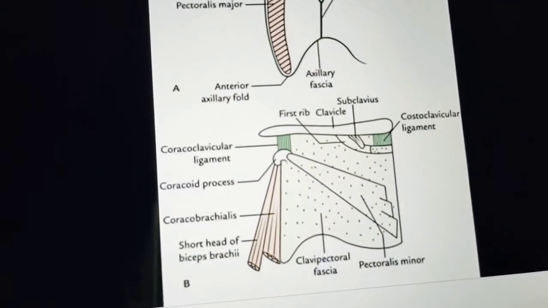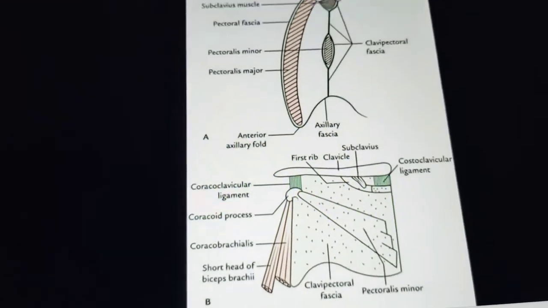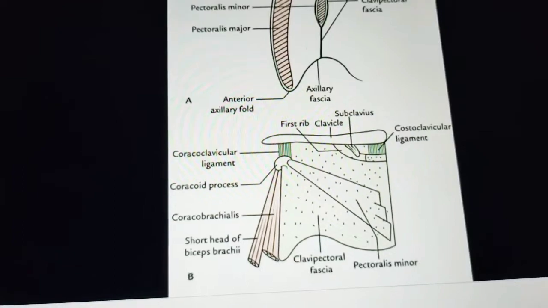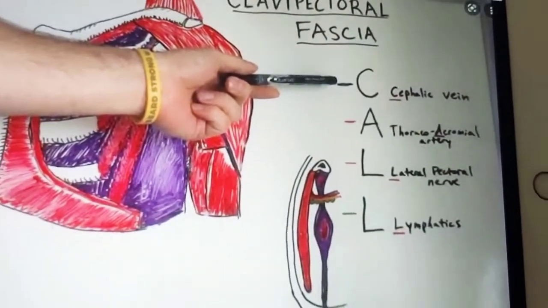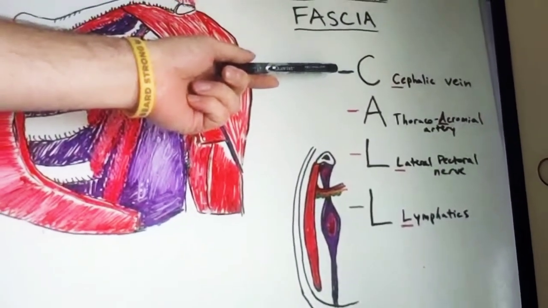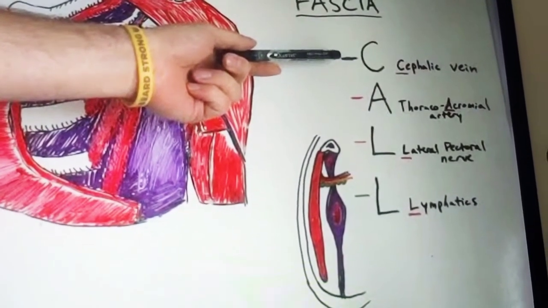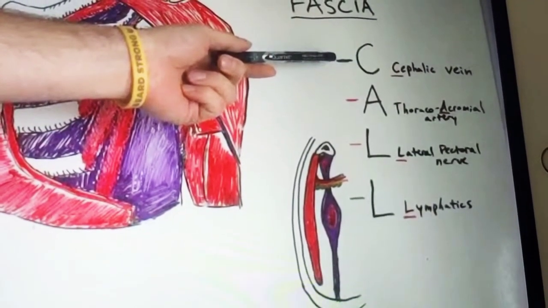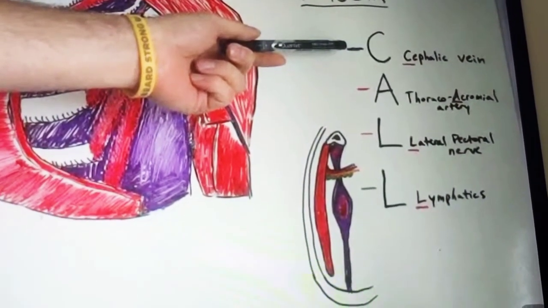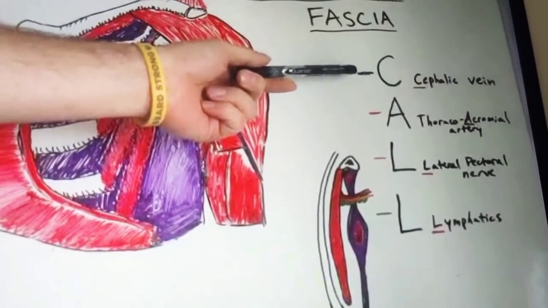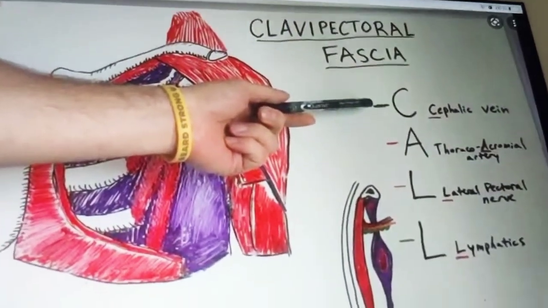Let us check out another diagram. So you can also check out here the clavipectoral fascia from the lateral side, and also from the side cut. You can remember the mnemonic CALL for the structures piercing the clavipectoral fascia: C for cephalic vein, A for thoracoacromial artery, L for lateral pectoral nerve, L for lymphatics, especially the lymphatics passing from the breast and pectoral region to the apical group of axillary lymph nodes. So this is the mnemonic CALL to remember the structures piercing the clavipectoral fascia.